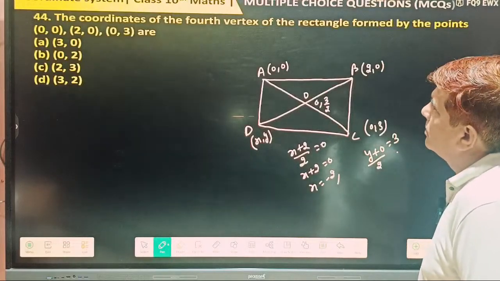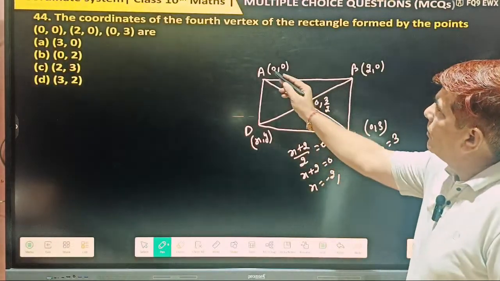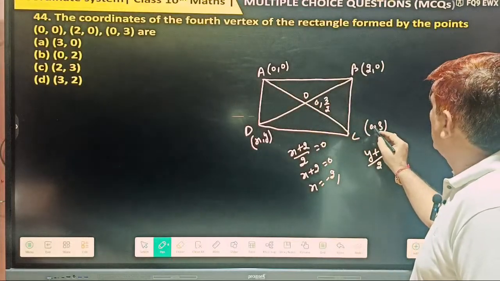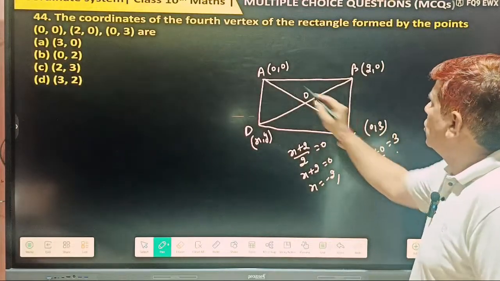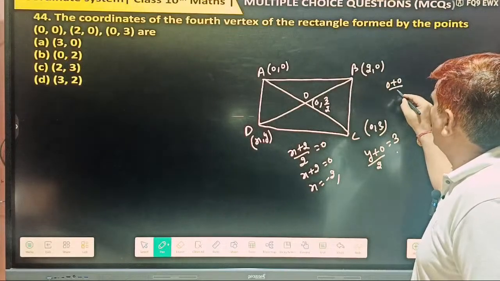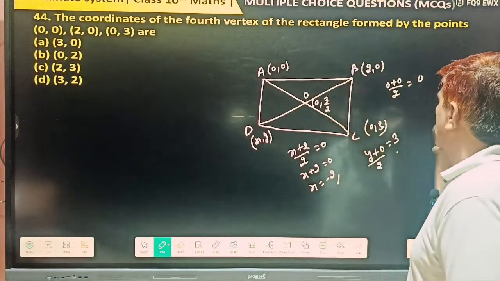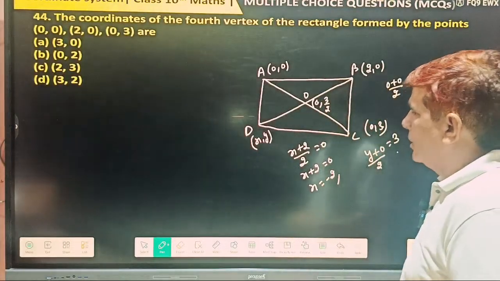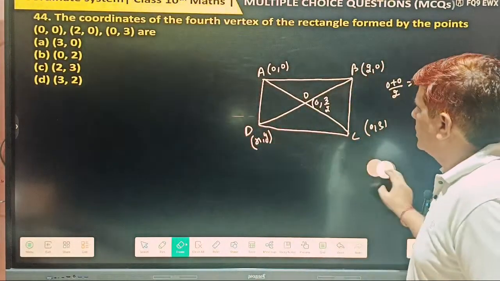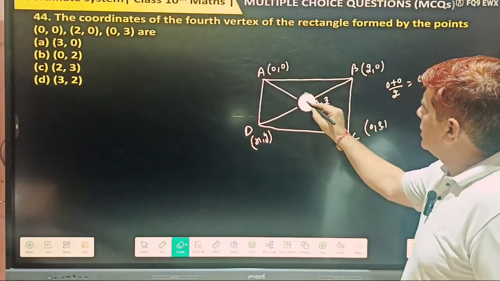Not understood? A point whose coordinates are 0, 0. C is a point whose coordinates are 0 and 3. So 0 plus 0 divided by 2 is 0, so 0 I have written. 0 plus 3, 3 by 2 I have written. Then we are finding out the coordinates of this point, which point? This point where this diagonal DB intersects.